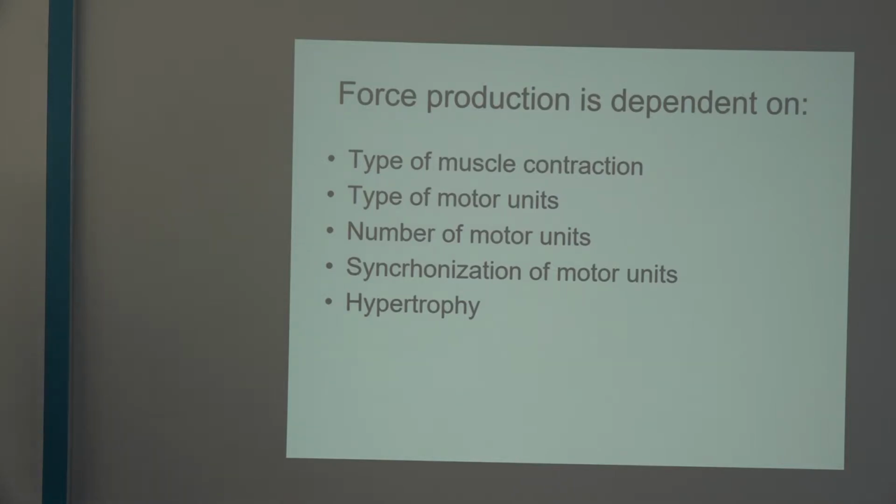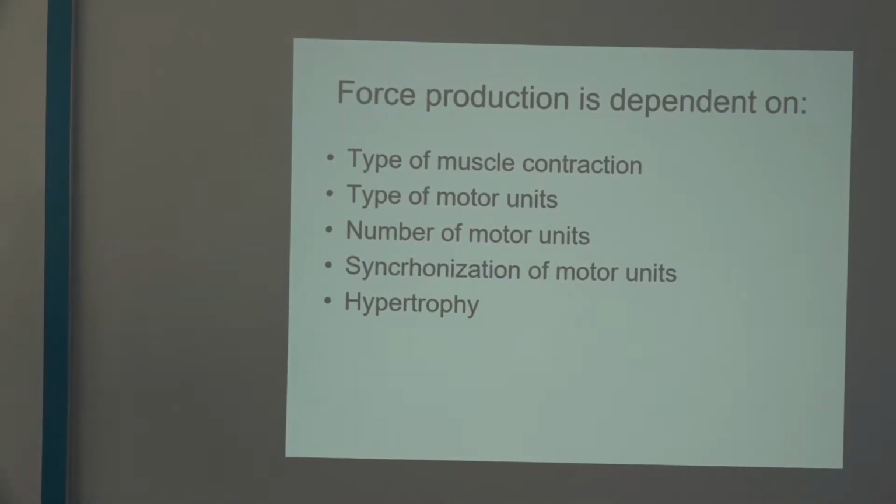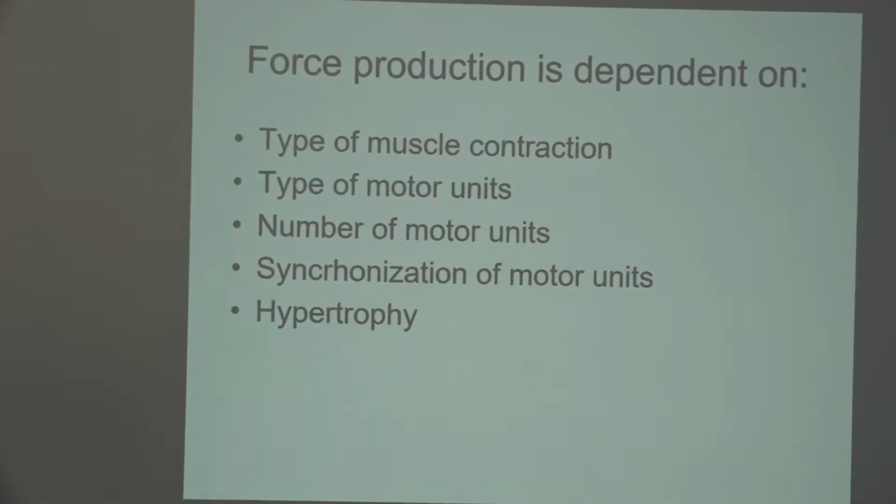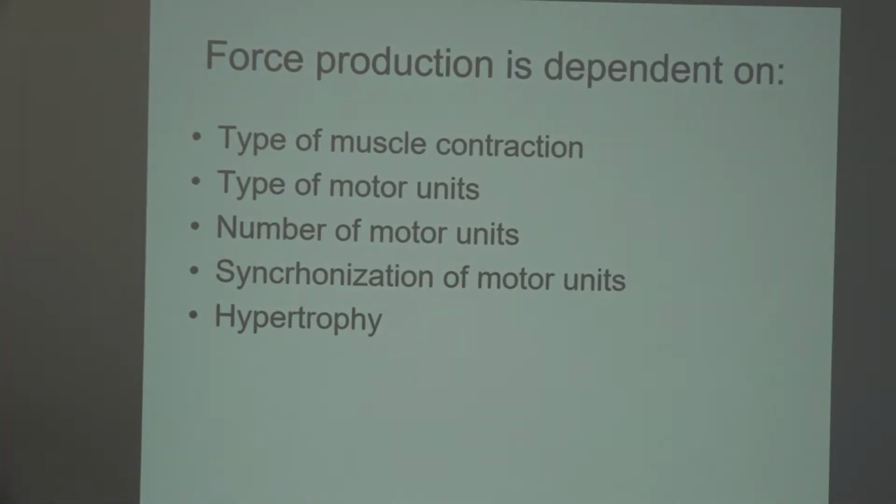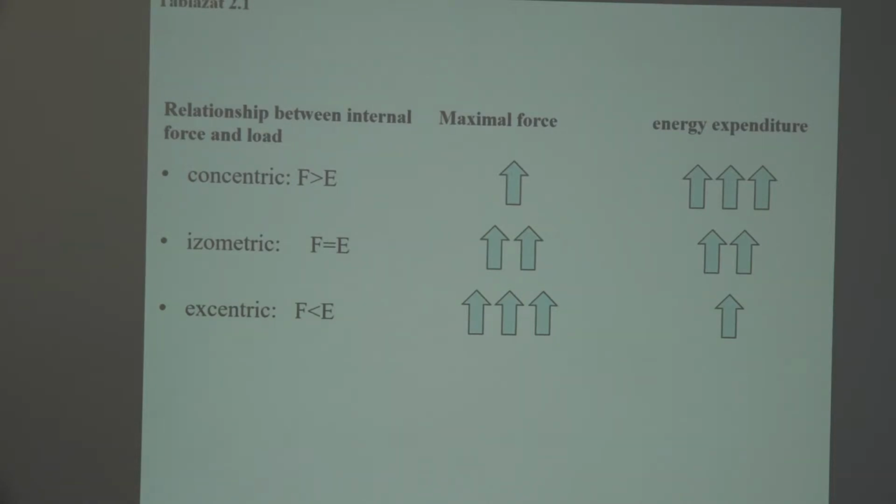So let's see what are the factors which are limiting the force production of the skeletal muscle. So first of all, type of muscle contraction, and then type of motor units, number of motor units, synchronization of motor units, and size of the skeletal muscle. So let's see first what type of muscle contraction we have.